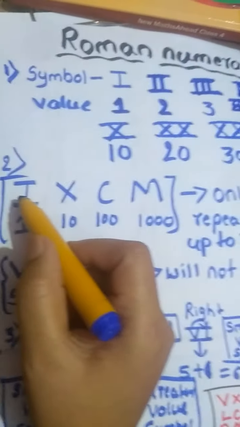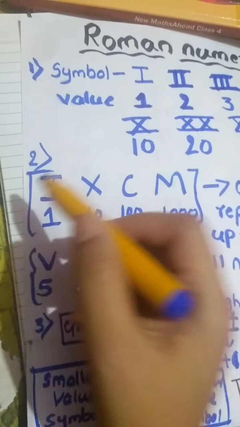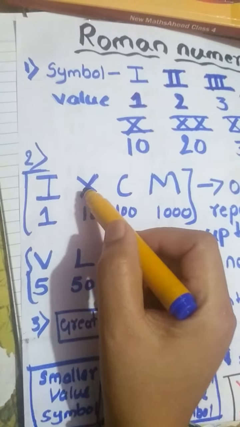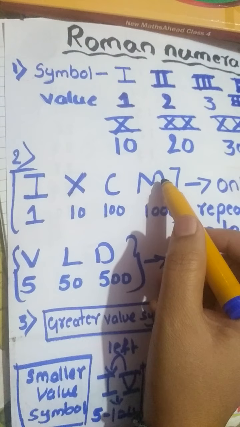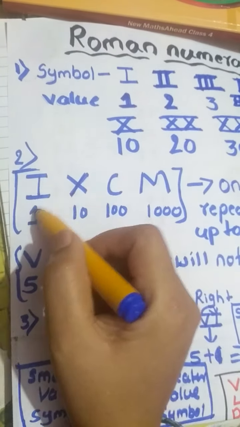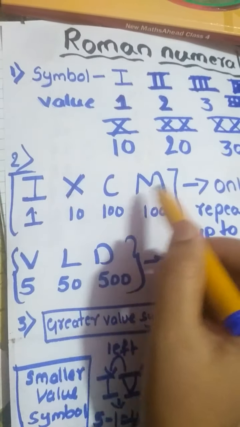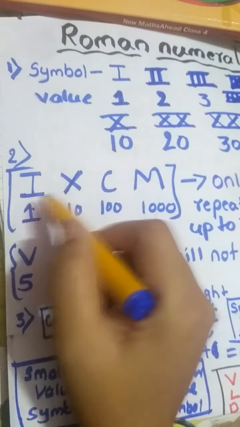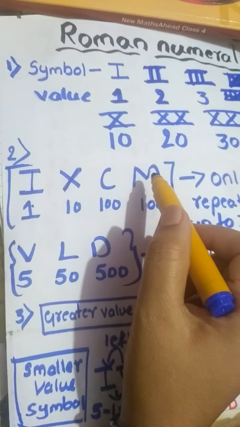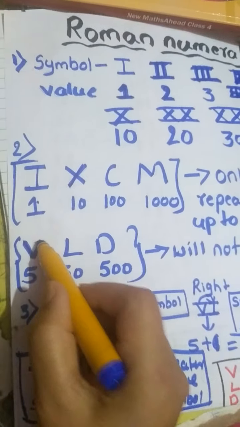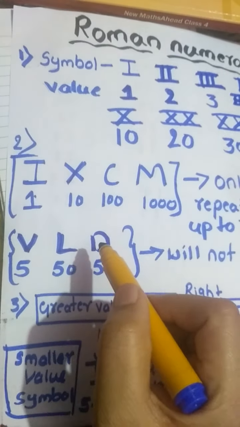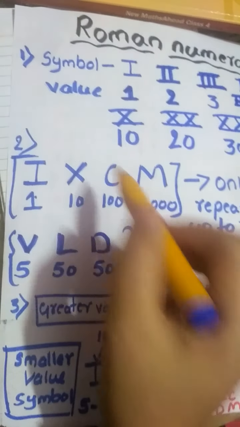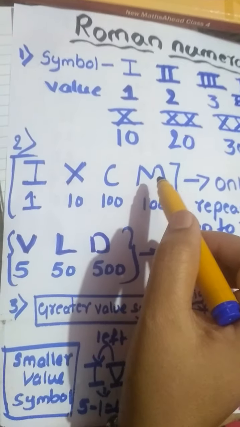So, which symbols will repeat 3 times? Capital I will repeat 3 times. Capital X will repeat 3 times. Capital C will repeat 3 times. Capital M will repeat 3 times. So these are 1, 10, 100 and 1000. Only these symbols will repeat 3 times. Capital V, 5, and L and D will not repeat. These symbols cannot be repeated. Only these symbols can be repeated.